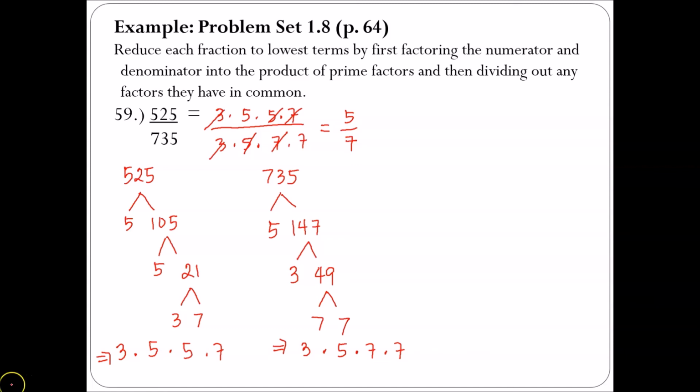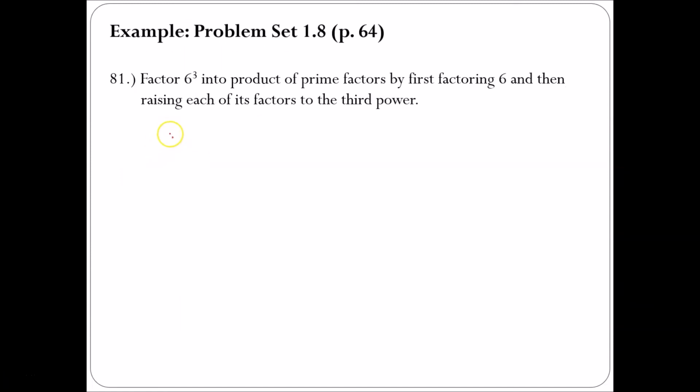There you go. And lastly, for number 81, we're asked to factor 6 cubed into product of prime factors by first factoring 6 and then raising each of its factors to the third power. So first we write 6, okay, 6 and 6. And now we're asked to factor first, so that's 2 times 3, 2 times 3 again, and another 2 times 3.